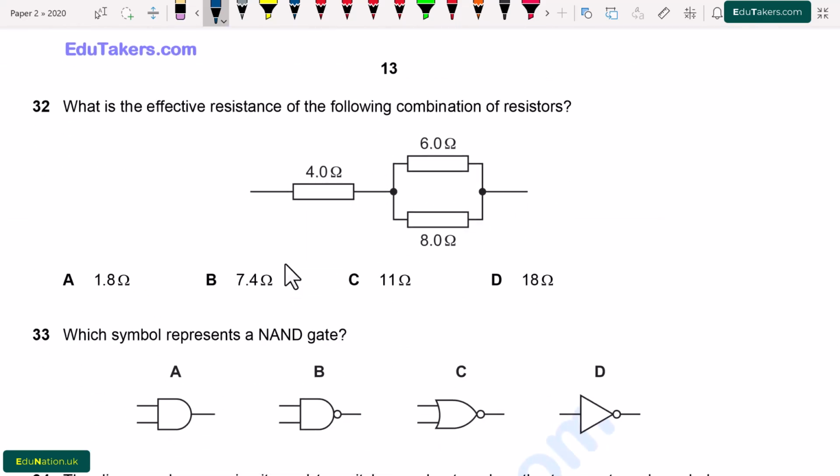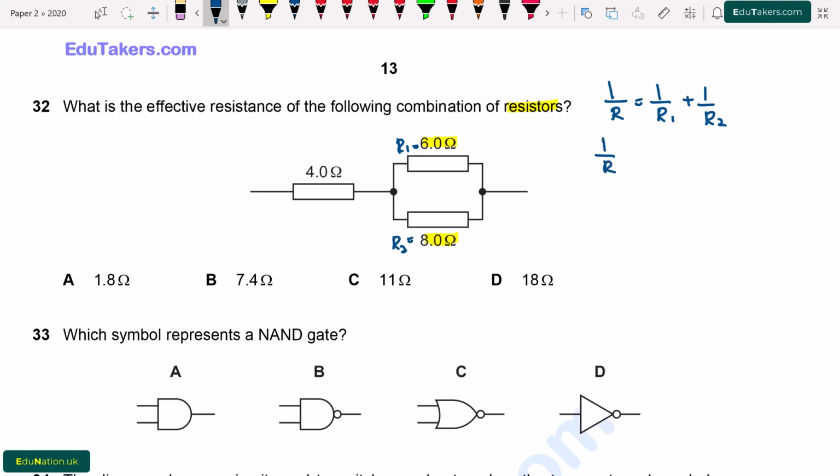Question number 32. What is the effective resistance of the following combination of resistors? So here we have to find out the effective resistance. First of all, we can see here that 6.0 ohm and 8.0 ohm, both of these are in parallel. In the parallel combination, the total resistance is obtained by using the formula 1 over R is equal to 1 over R1 plus 1 over R2.